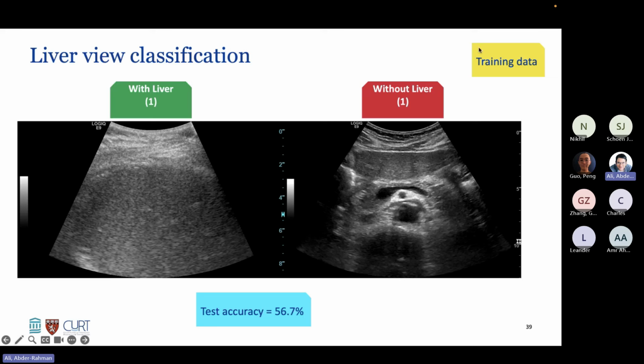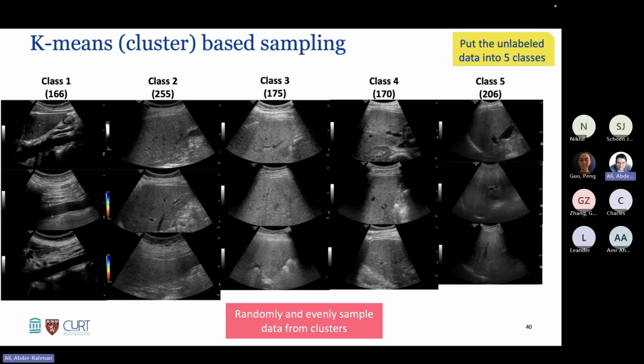So we started with our simple classifier. So we're using the same classifier to solve this challenging problem, but now we're using a different way of how to sample data for labeling. So starting with 2 images, we're now around 56%. We need to improve that. Now, we're doing k-means cluster sampling.